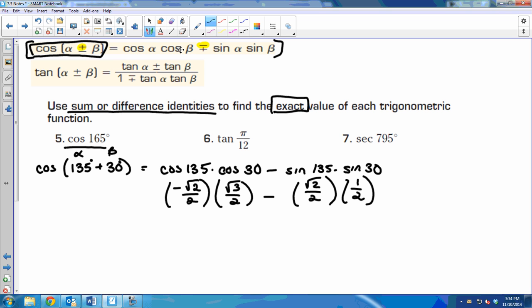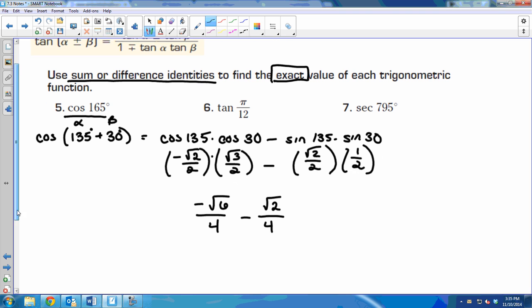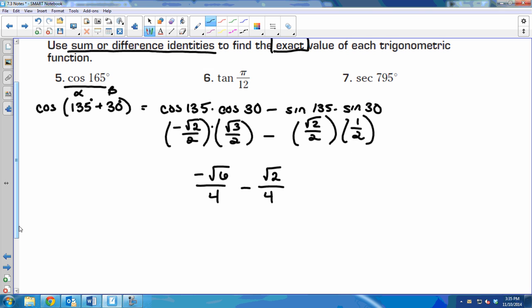So negative square root of 2 times positive square root of 3 is negative square root of 6. And we just multiply the numbers under the radical. And that's over 4. Minus the square root of 2 times 1 is the square root of 2 over 4. And then since we're looking for a nice, clean, exact value, we just combine this into one fraction. And that is the cosine of 165 degrees.